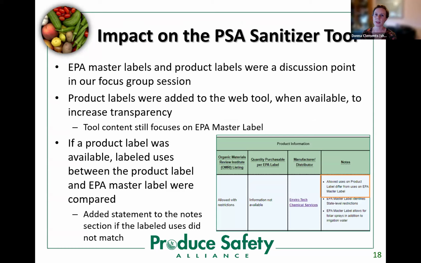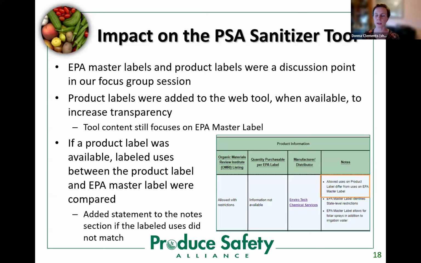So the impact that this has had on the PSA sanitizer tool was we added product labels to the Webtool, as I mentioned. And then the issue is the product label was not always publicly found. The other concern is that product labels do differ by state, so there's a little bit of not being standard there. Whereas the EPA master label is a standardized label on a federal scope, right?